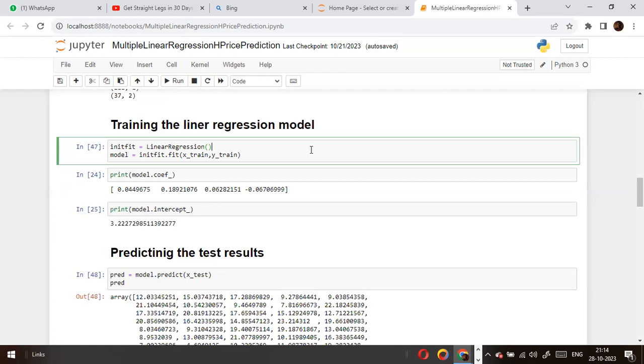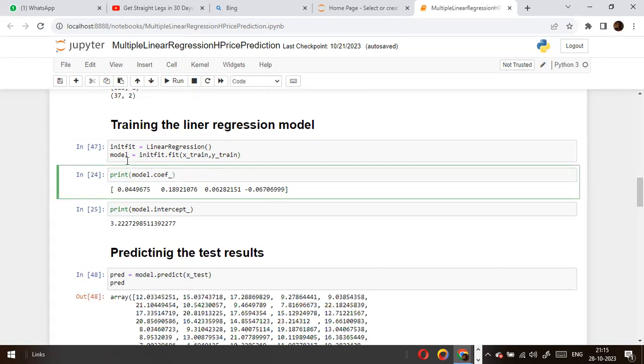And then this is where we fitted the model. We trained the model. I've initialized the linear regression model here, and then using the fit method, we have passed the independent variables of my training data set and the dependent variable of my training data set. With that, my model got trained and we did not get any error.